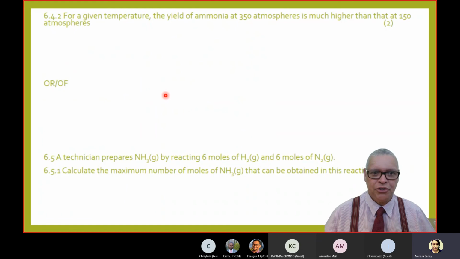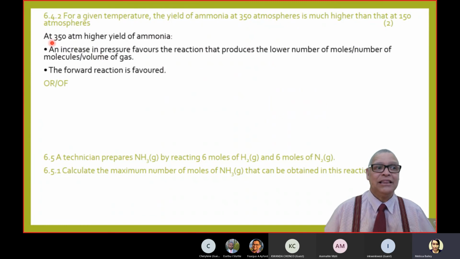Now, 6.4.2. For a given temperature, the yield of ammonia at 350 atmospheres is much higher than that at 150 atmospheres. Well, at 350 atmospheres, there's a higher yield of ammonia because an increase in pressure favors the reaction that produces the lower number of moles. Hence, the forward reaction is favored.